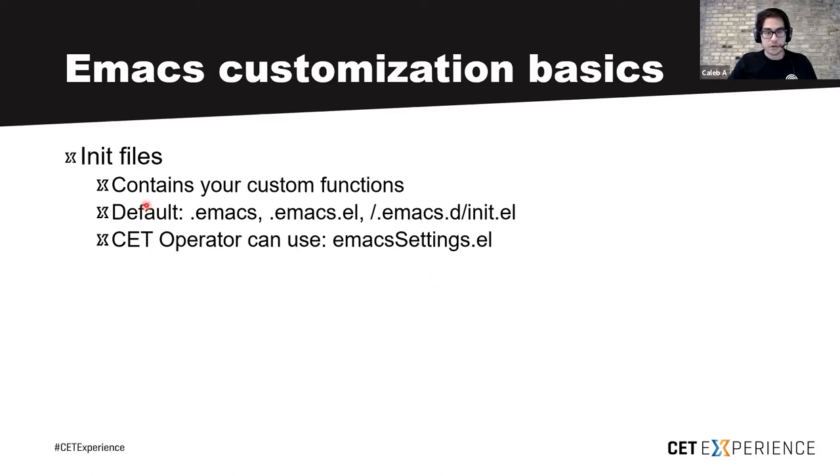Natively, Emacs looks for these three files in this particular order. If you want to use any of these, that's completely fine and up to you. But Operator allows you to set up what we refer to as the Emacs settings.el file. This file can then live in your personal repo on Git. This is the way that I would personally recommend doing it, since you don't have to do any manual file operations if you decide to switch machines or get a new machine. There are other ways of handling version control for your init files, but since Operator already has a way, why not use it?